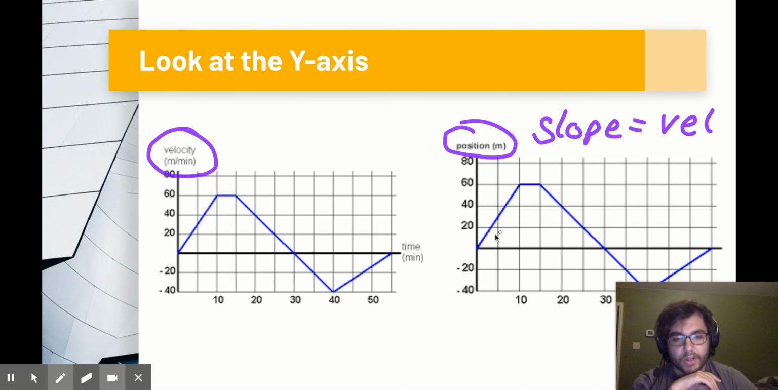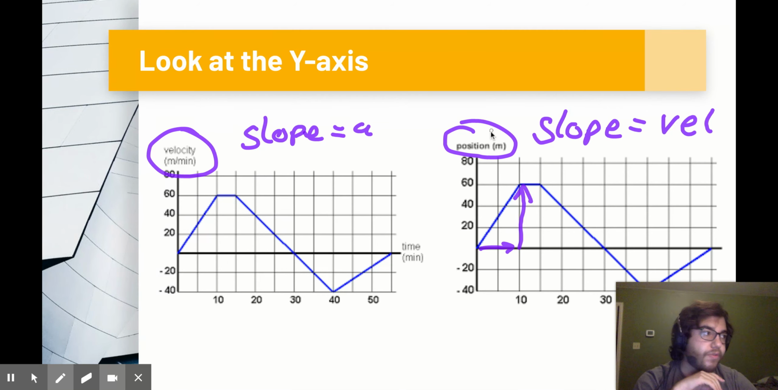But here, in order to calculate the velocity, we have to do rise over run, right? But on this one, the slope is equal to acceleration. Always remember the first thing you should do in any of these problems is double check the y-axis and see what type of graph you're supposed to be solving for.